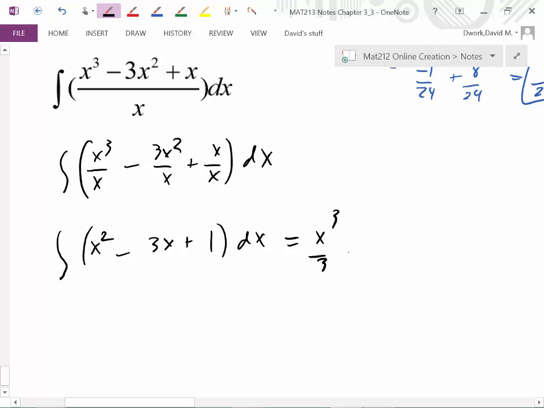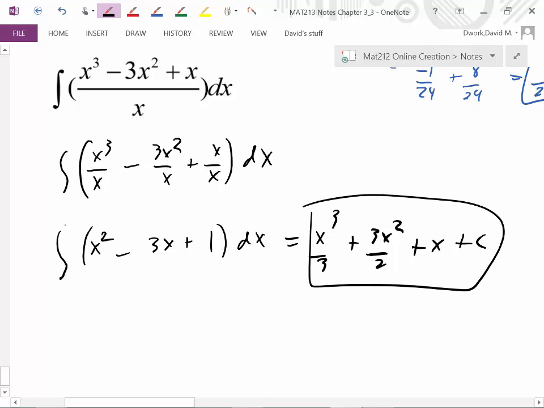X cubed divided by 3 plus 3x squared divided by 2 plus x. And I'm done? No, I'm not. What am I missing? This problem, we need to have a plus c. Why do we need the plus c? Why is that so important? We do not have bounds of integration. So essentially, someone just said to us, find me the antiderivative and tell me what that answer would be.